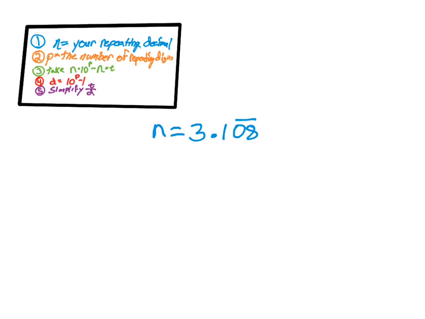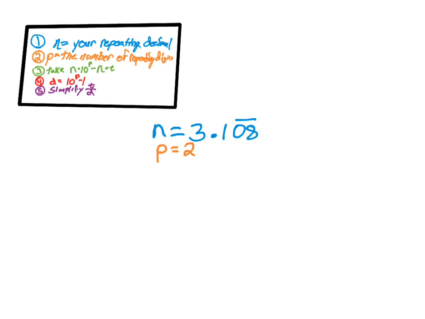Our first step is to set n equal to our repeating decimal. I just picked this random repeating decimal: 3.108, and the bar over the 08 means the 0 and the 8 repeat. The next step, p is equal to the number of digits that repeat. Since 0 and 8 are repeating over and over again, that means there are 2 digits repeating.